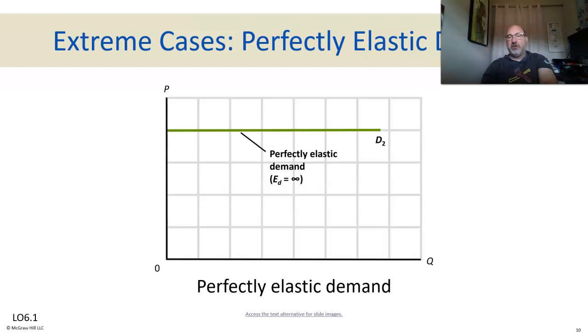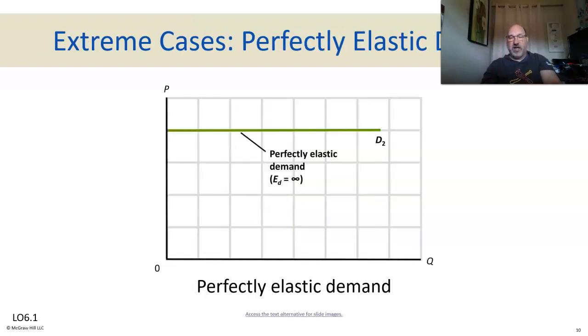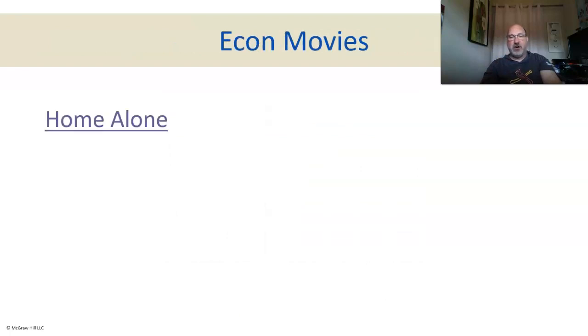Just a quick note, elastic curves are more flat in general. So if you realize that perfectly elastic is a horizontal line, elastic curves are flatter in general. The more elastic they are, the flatter they are. That kind of helps. And inelastic curves are steeper in general. Perfectly inelastic is perfectly vertical. The more inelastic they are, the steeper they are. And then moving to flatter, the less inelastic they are.